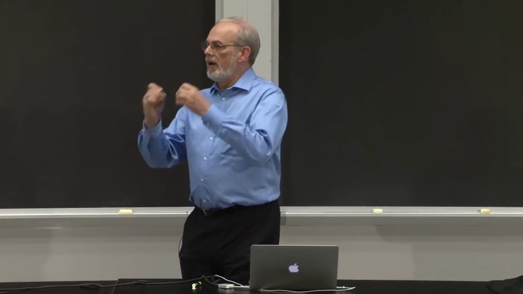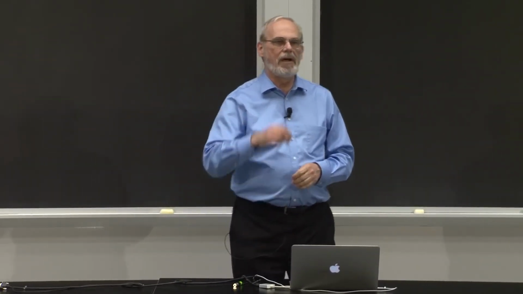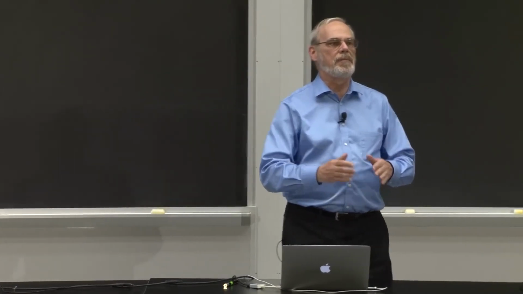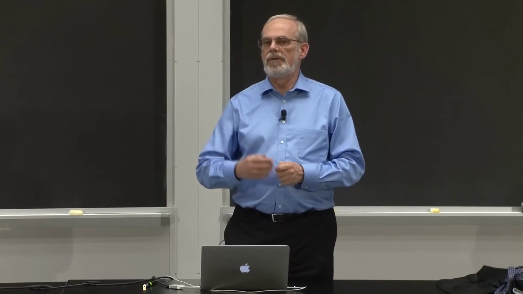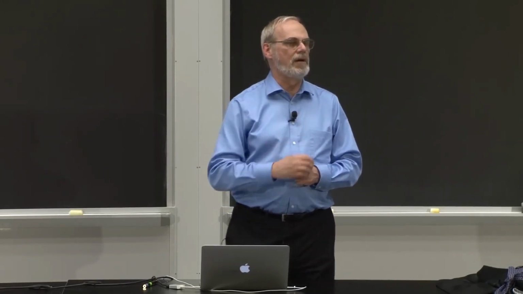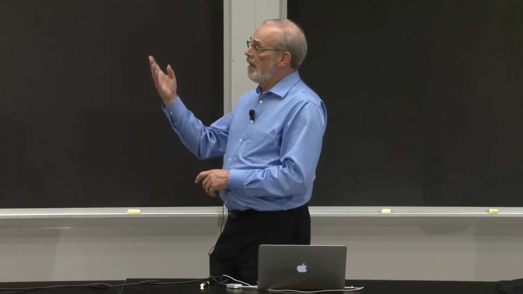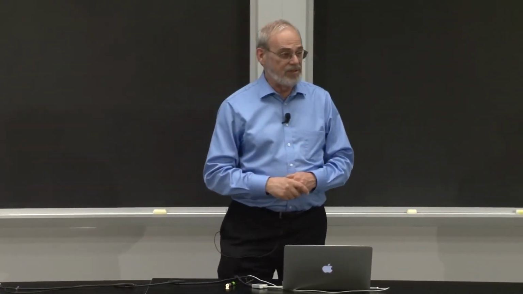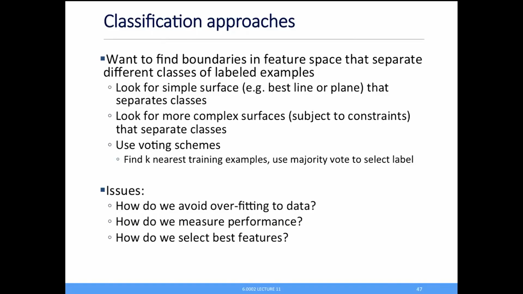labeled examples. So again, the goal is I've got features associated with each example. They're going to have multiple dimensions on it, but I also know the label associated with them, and I want to learn what is the best way to come up with a rule that will let me take new examples and assign them to the right group. Number of ways to do this. You can simply say, I'm looking for the simplest surface that will separate those examples.